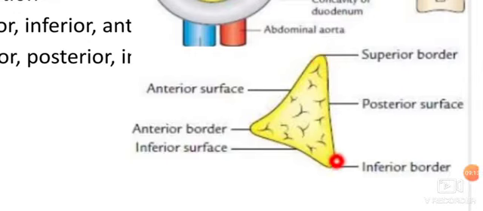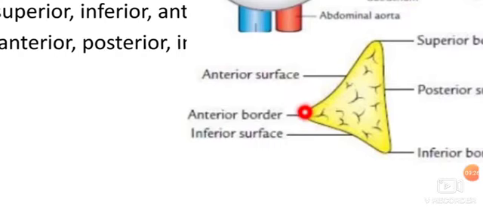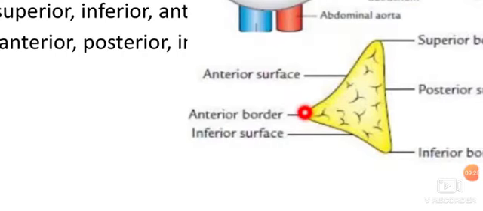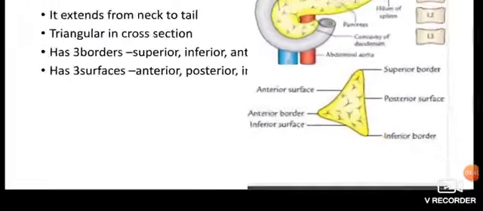This is the superior border, this is the inferior border, this is the anterior border. Only the pointed parts are borders. And the surfaces are between the borders. Between the superior border and anterior border is the anterior surface. Between the anterior border and inferior border is the inferior surface. Between the superior and inferior borders is the posterior surface. So, 3 borders and 3 surfaces.